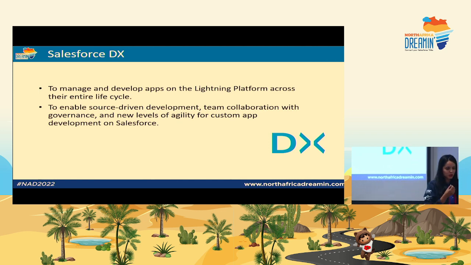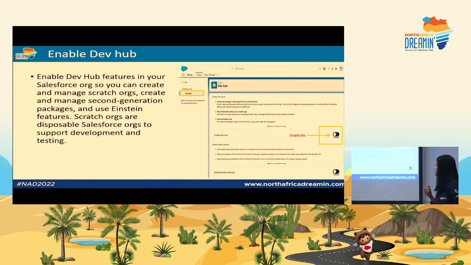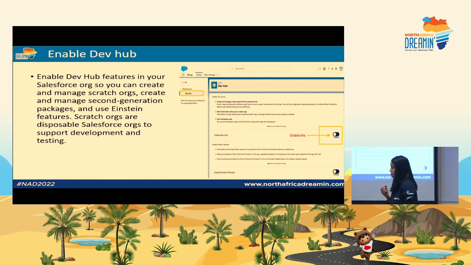So where do you start? The first thing you would do if you want to implement DevOps in your Salesforce instance is to enable it. It's very quick and easy, and something that you quickly forget to do, which is enabling your organization. Once you do that, you open all the tools that Salesforce gives you.